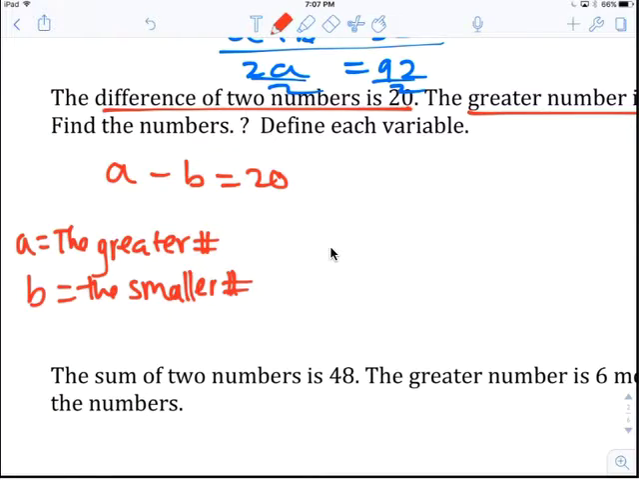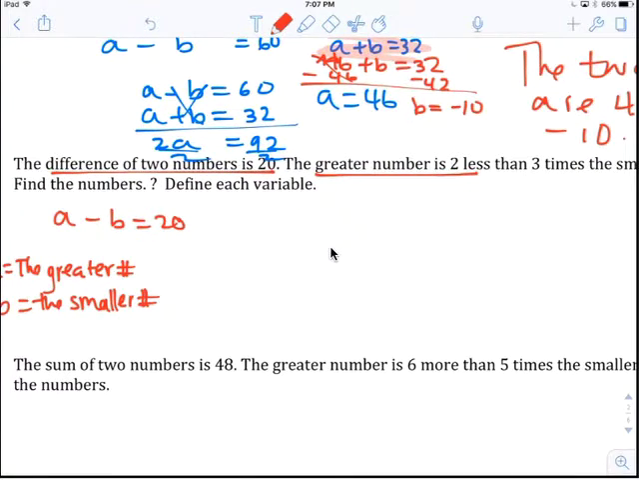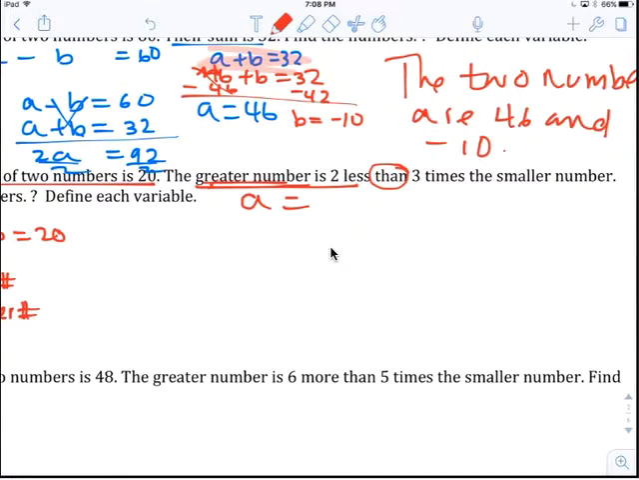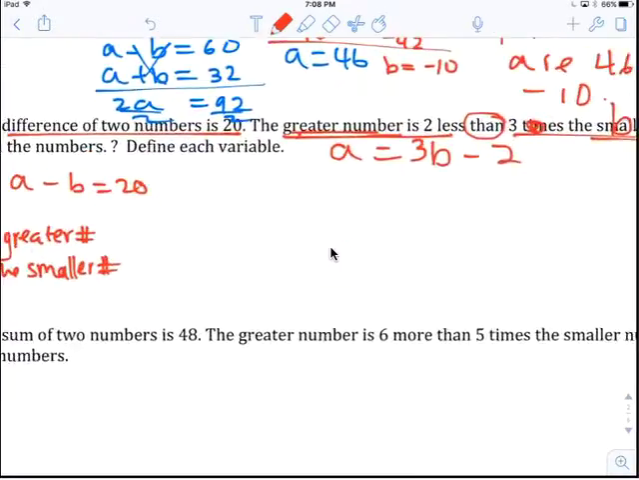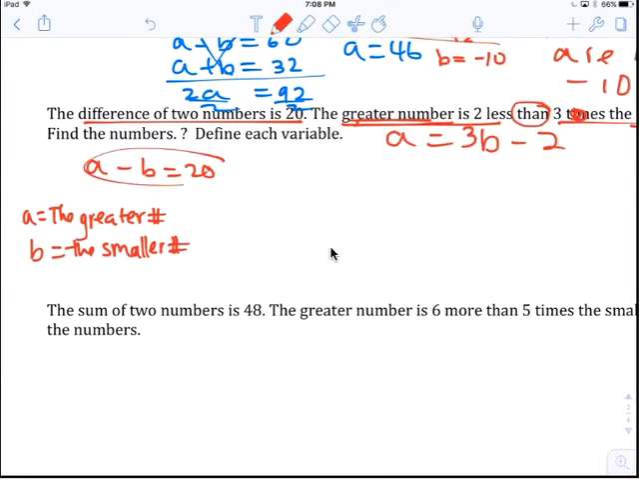A minus B equals 20. The greater number is A. It is 2 less than 3 times the smaller number, which is B. So A equals 3B minus 2. Okay? So you have these two equations. You're going to use substitution.